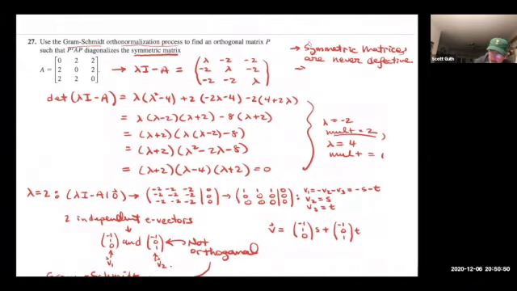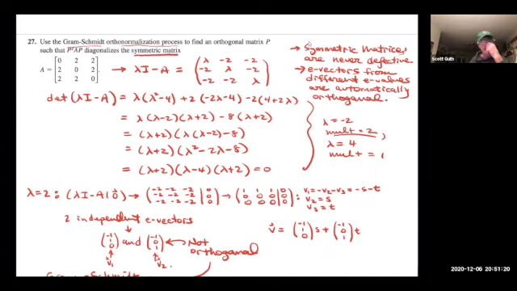So let's put that note up here. Eigenvectors from different eigenvalues are automatically orthogonal. It just happens. You don't have to do anything to make those orthogonal. Okay, that'll just work out for you.